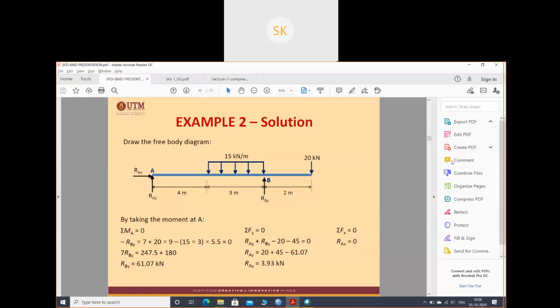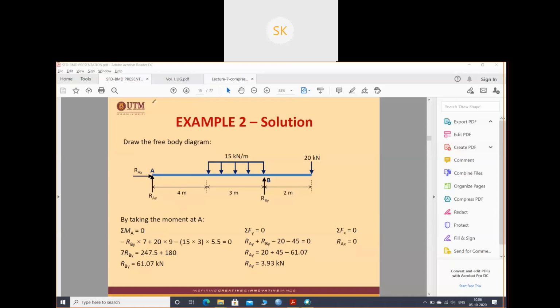So Abrisha, see. I have to find the support reactions. RAX will be completely 0 because we don't have any horizontal force acting on this beam. This part is over. Next, come to the moment part. So I am taking all the moments at point A.